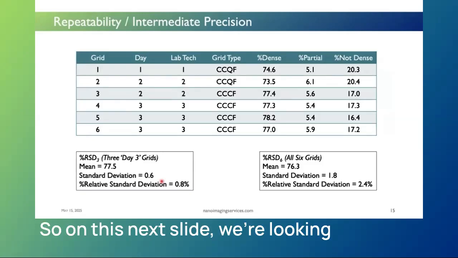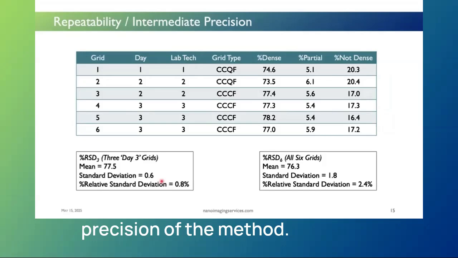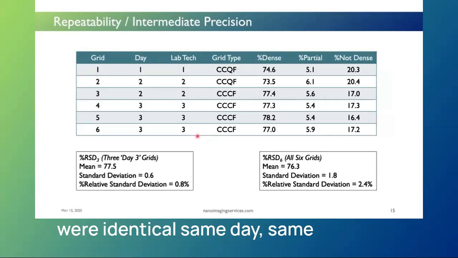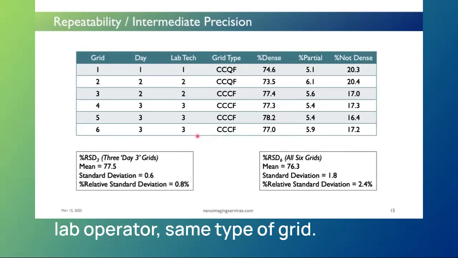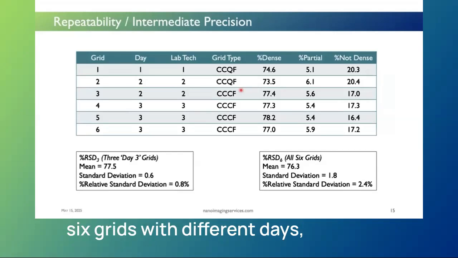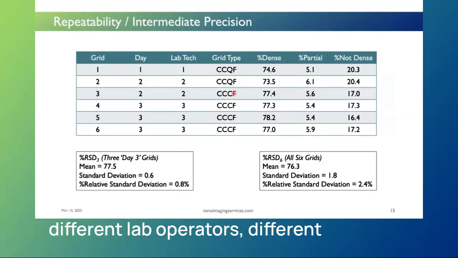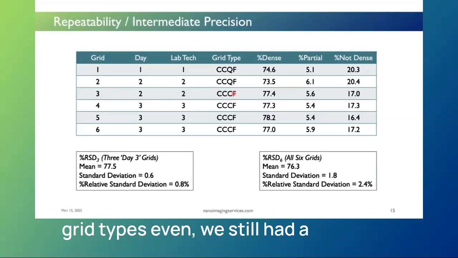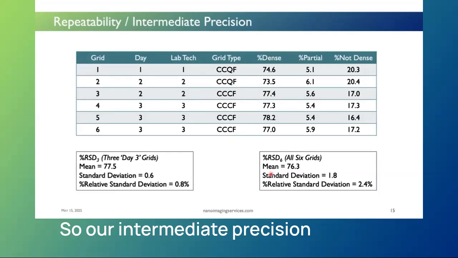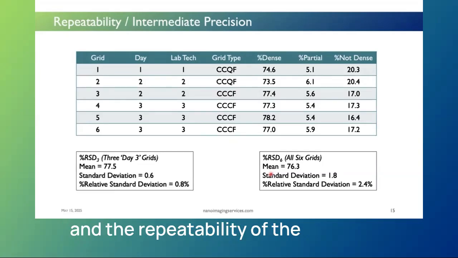So on this next slide, we're looking at repeatability and intermediate precision of the method. Here we have a single sample that we tested repeatedly on multiple grids. In the last 3 grids on this table, you can see that all the conditions were identical, same day, same lab operator, same type of grid. And for these 3 grids, we had an RSD of 0.8%. And if we included a wider range of conditions, a set of 6 grids with different days, different lab operators, different grid types even, we still had a relatively good RSD of 2.4%. So our intermediate precision and the repeatability of the method seems very good.